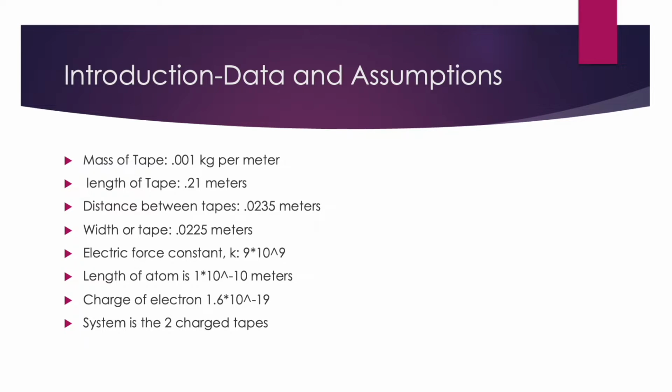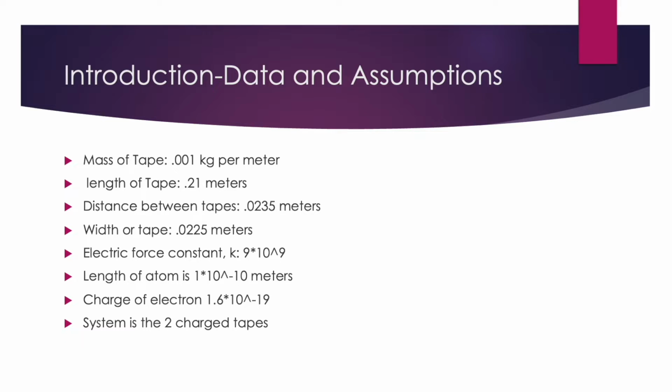A few assumptions and data we gathered in this lab. First, the mass of the tape is very little. It is 0.001 kilograms per meter. Also, the length of the tapes are 0.21 meters long. From the setup we described earlier, the distance between the tapes when one started levitating was 0.0235 meters. The width of each tape, which we will use to figure out the total number of atoms and then therefore the excess electrons in the tape, is 0.0225 meters.